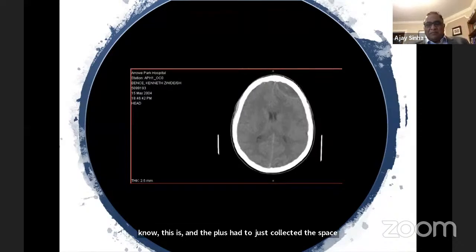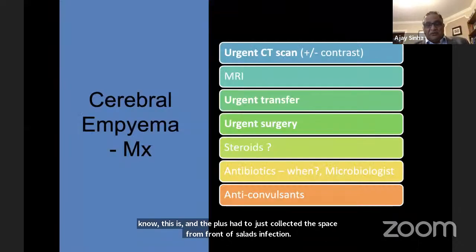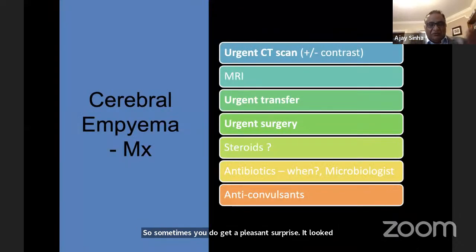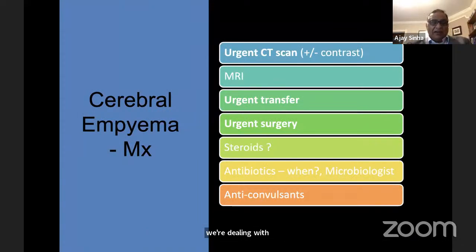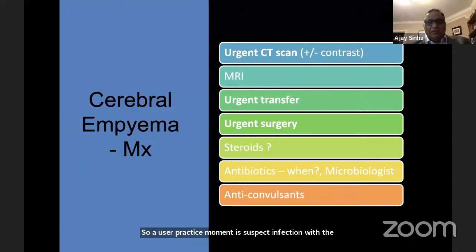So sometimes we do get a pleasant surprise. It looked like an epidural, but the impression was we're dealing with empyema, subdural empyema. So our usual practice, the moment we suspect infection, because ours is a tertiary unit, we tell the referring hospitals to try and get an urgent imaging, preferably MRI with contrast.